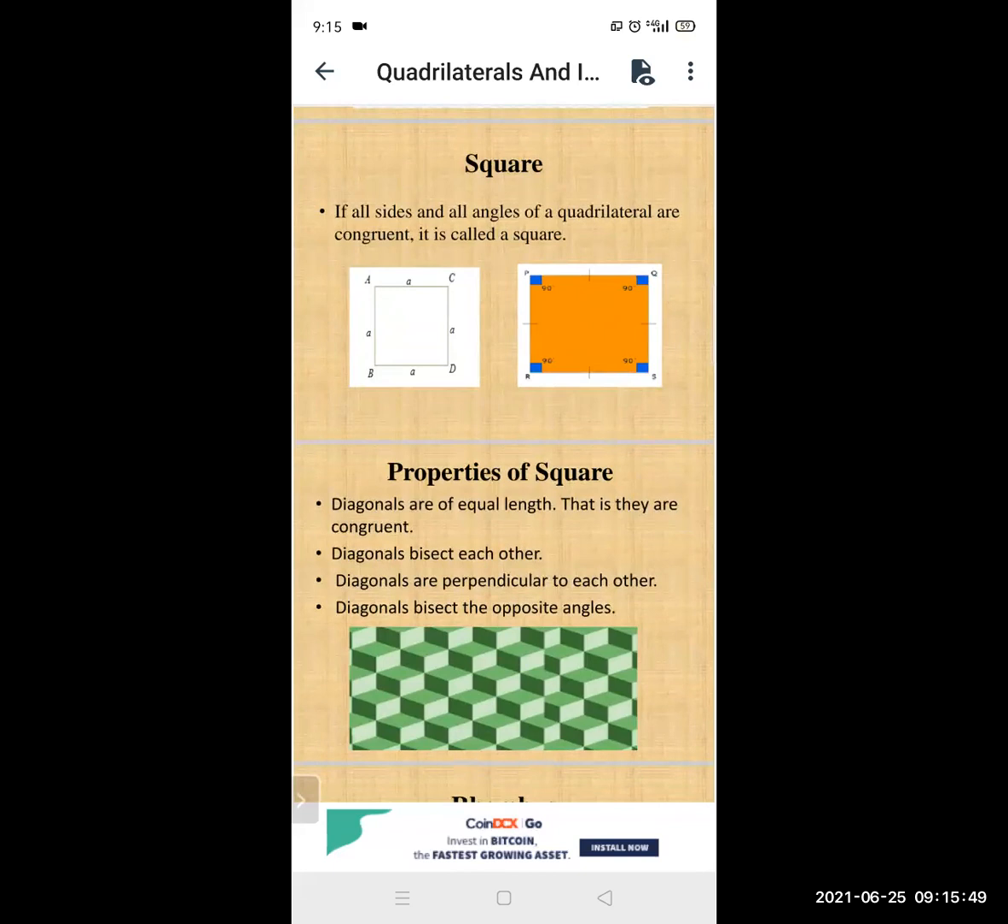Second, diagonals bisect each other. Again, the same property, diagonals bisect. Bisect means what? It divides the angle into equal parts. Okay, if it is 90 degrees and you are drawing a diagonal over there, the remaining parts will become 45 and 45 degrees.